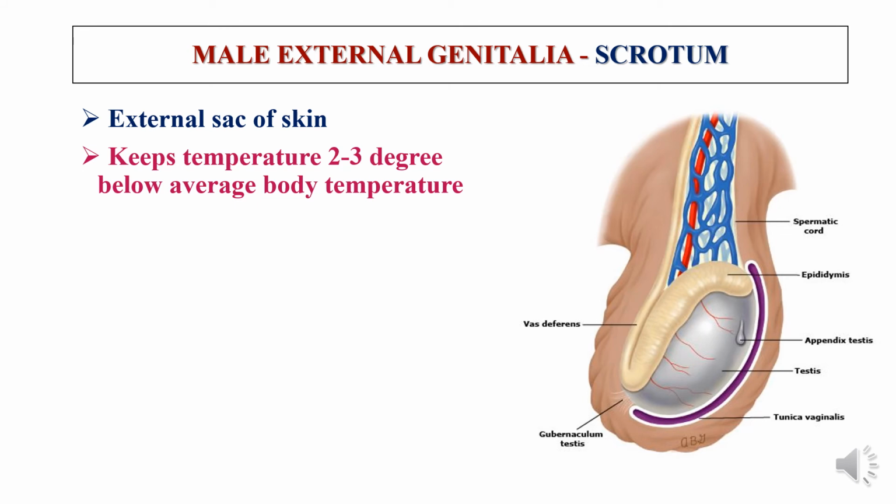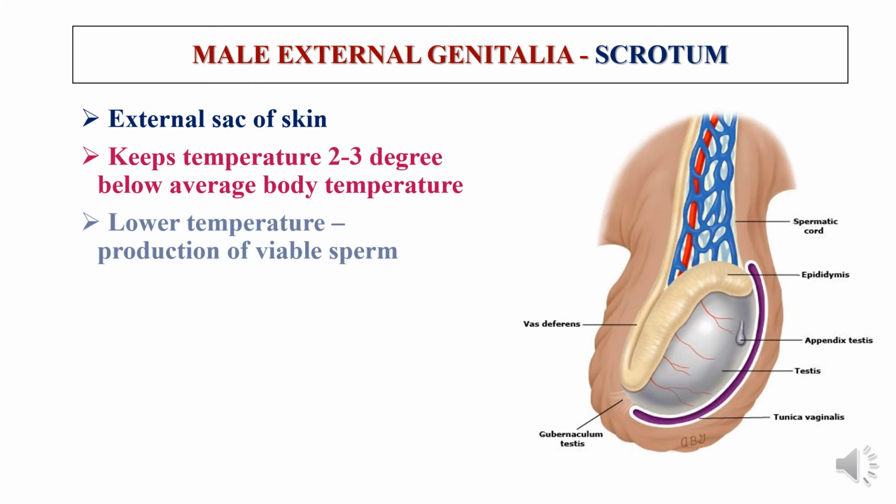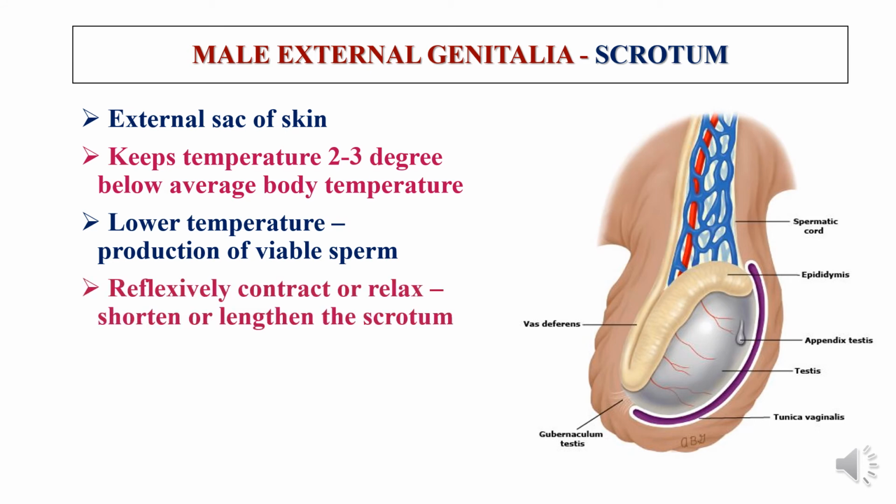The scrotum keeps the temperature 2 to 3 degrees below average body temperature. This lower temperature is necessary for the production of viable sperm. The scrotal cells reflexively contract or relax to shorten or lengthen the scrotum in response to temperature changes.